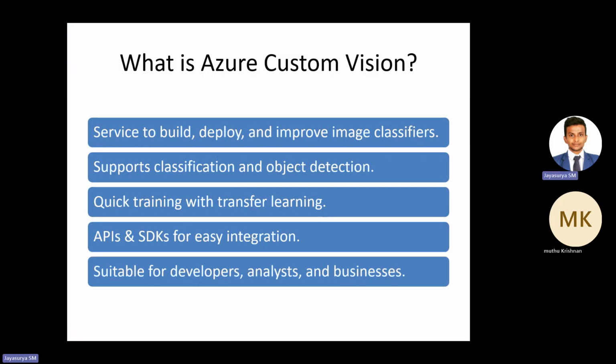What is Azure Custom Vision? Azure Custom Vision is a service to build, deploy, and improve image classifiers, and it supports classification and object detection, right? And we can train the model quickly with transfer learning. We will be using APIs and software development kits for easy integration. And it is suitable for developers, analysts, business enthusiasts, and business aspirants.